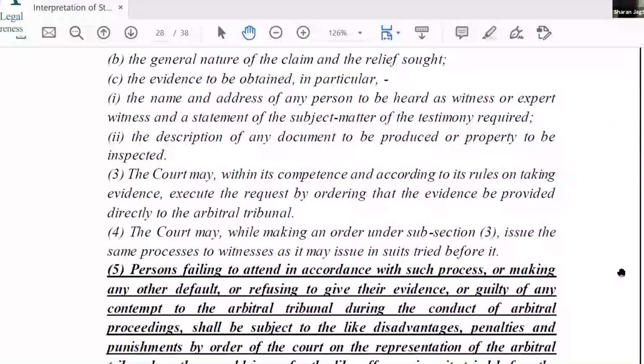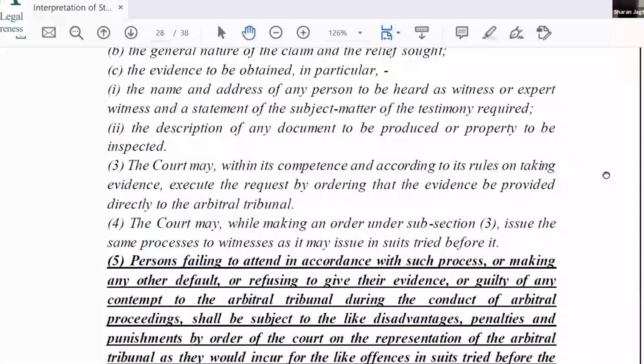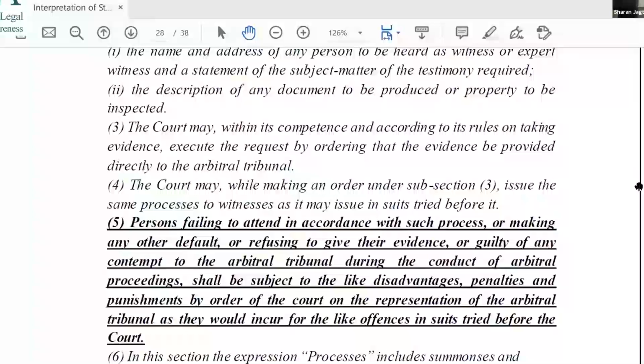He said, we have to forget about where this section is to be found. We have to look at the language, and let's read the language together. Does it admit of any ambiguity? And this is what it says: persons failing to attend in accordance with such process, or making any other default, or refusing to give their evidence, or guilty of any contempt to the arbitral tribunal during the conduct of arbitral proceedings, shall be subject to the like disadvantages, penalties, and punishments by order of the court on the representation of the arbitral tribunal as they would incur for the like offences in suits tried before the court.